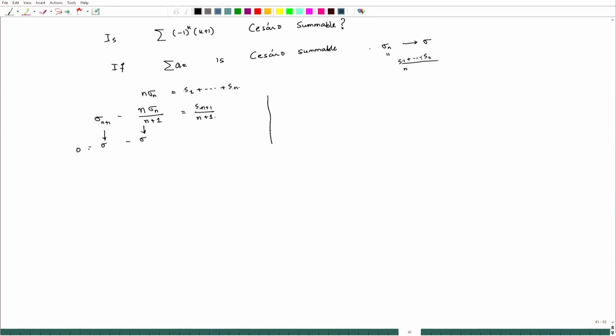Therefore, what we conclude, remark: if summation over a n converges, is Cesaro summable, then a n by n goes to 0. If summation over a n converges, then we know that the necessary condition is that a n goes to 0. If it is Cesaro summable, then the necessary condition is a n by n goes to 0.